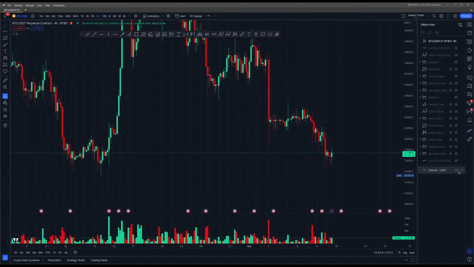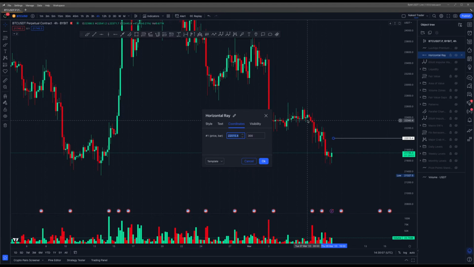So my current entry is 22.24. Just marked on the chart. $22.24. Somewhere around there. Let me take the tool off.